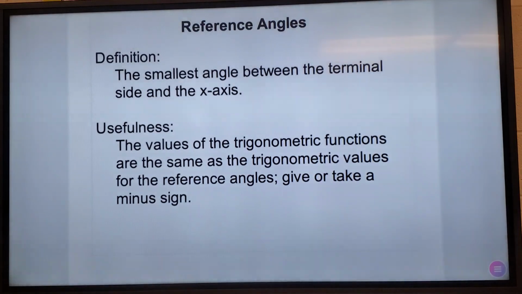Reference angles, the topic of the day, are the smallest angle between the terminal side and the x-axis. In other words, that's exactly what we just did for bell work. When we found those two 60-degree angles, those were the reference angles. I still would like to see you graph these as you typically have and do the rotations and do the math, but I want to see that worked out and then find the reference angle. Okay, the usefulness of this: the values of the trigonometric functions are the same as the trigonometric values for the reference angles, given or taken a minus sign.